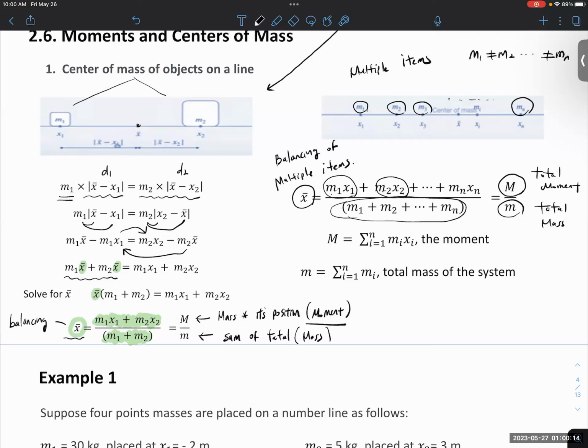This is very similar to the Riemann sum we've been talking about since the beginning of the semester. To find the total moment, you're going to have mass times its position from 1 to n. So this is a summation. You will find the capital M. Same thing, you're going to add up all the masses. That's going to be little m. You're going to divide them, and that's the balancing point of the multiple items. Does it make sense to you?